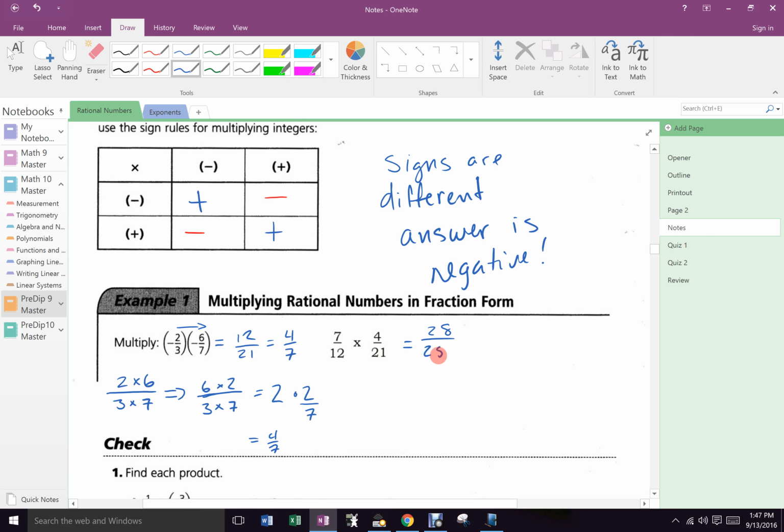It's 252. Oh. And then of course, you would have to simplify. Isn't that stupid? Yes. Of course it is. Especially when you can do this.